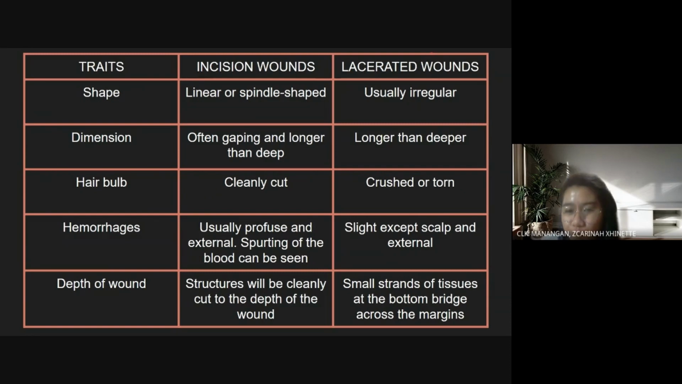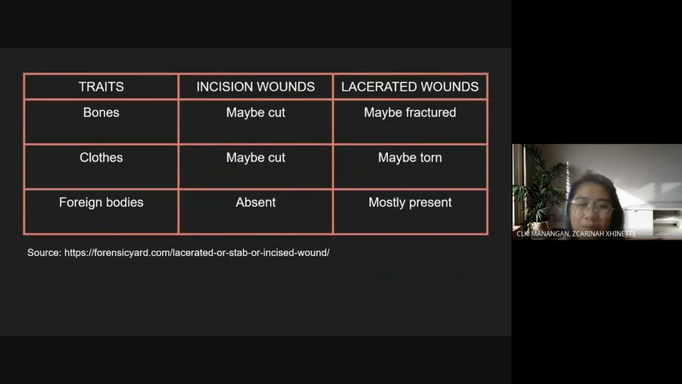For the depth of the wound, structures in incisional wounds will be cleanly cut to the depth of the wound. Unlike lacerated wounds, there are small strands of tissue at the bottom that bridge across the margins. If incisional wounds hit bones, bones may be cut, but in lacerated wounds they can be fractured. For clothes, they can be cut, while in lacerated wounds they can be torn. Lastly, for foreign bodies, in incisional wounds they can be absent, but in lacerated wounds they are mostly present.